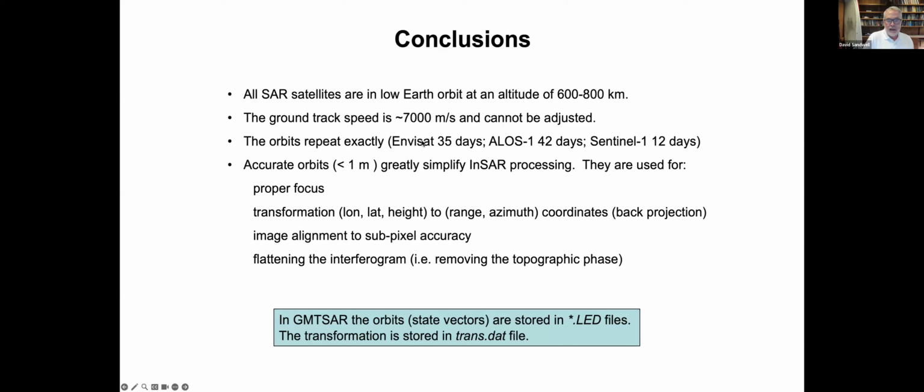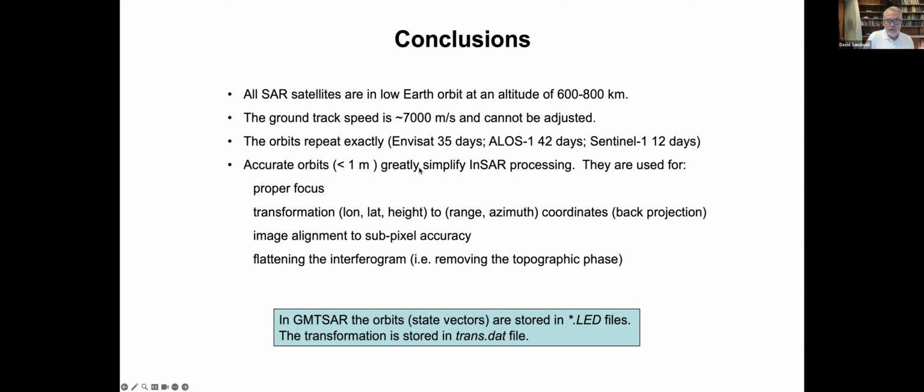These orbits repeat exactly for all these InSAR satellites. Envisat repeated at 35 days. ALOS-1 and ALOS-2 both repeat at 42 days. Sentinel-1 repeats every 12 days, but it's had in the past 2 satellites. I think there's 2 satellites now, so you can get data every 6 days sometimes. Depends if both satellites were operating.